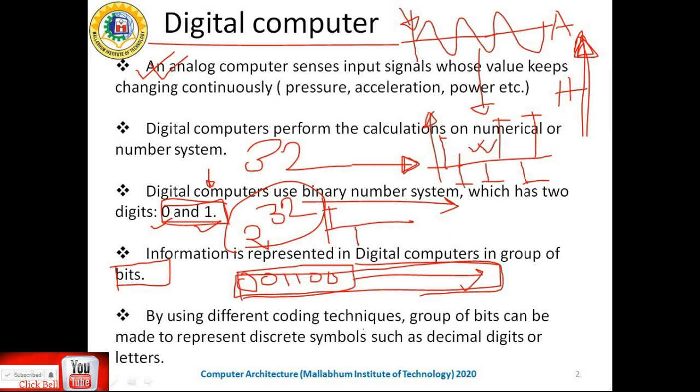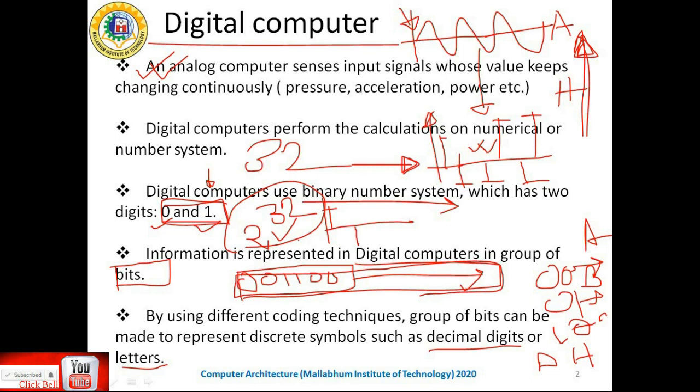Also, by using different coding techniques, groups of bits can be made to represent discrete symbols such as decimal digits or letters. As I said, with 2 bits there are 4 combinations possible: 00, 01, 10, 11. The computer can understand that this is symbol A, this is symbol B, this is symbol C, this is symbol D. Like that, with 2 to the power 32 combinations, we can represent any numerical digit, any special character, any English alphabet, with different combinations.